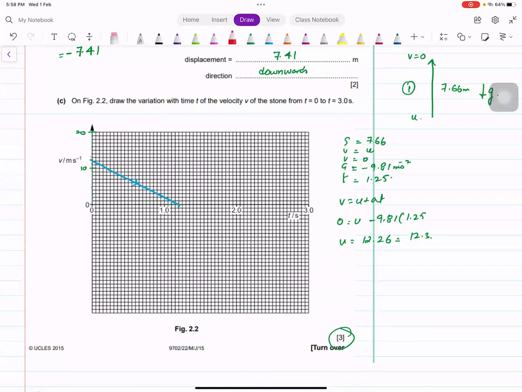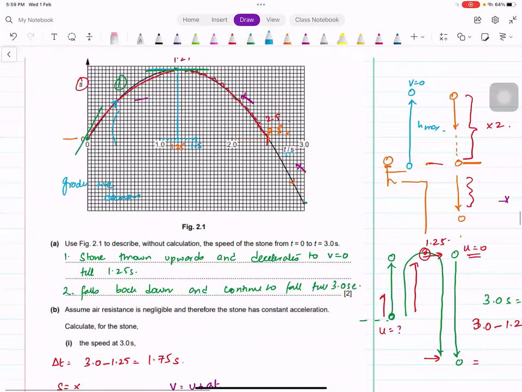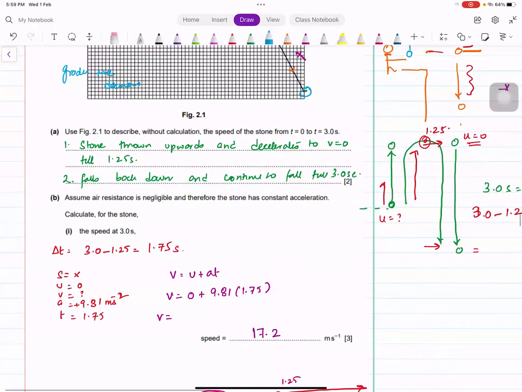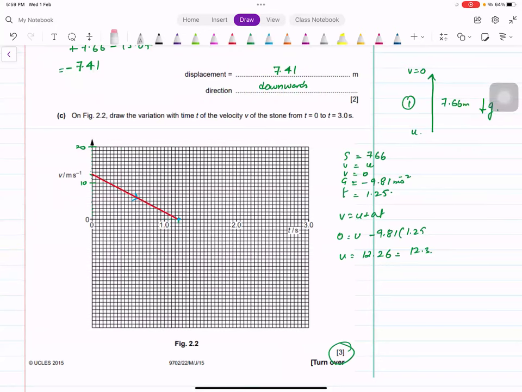Okay. Then what I'm going to do is, and you have to do it with a ruler, by the way, not like me using hands. Let me just use a line like this. So exactly at 1.25, it reaches zero velocity. Then what happens? From here, it is going down with increasing velocity till 17.2. So we're going to find 17.2 on the graph. And they're very clever. They've given a larger graph here.